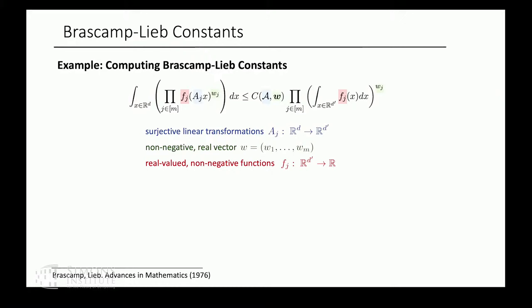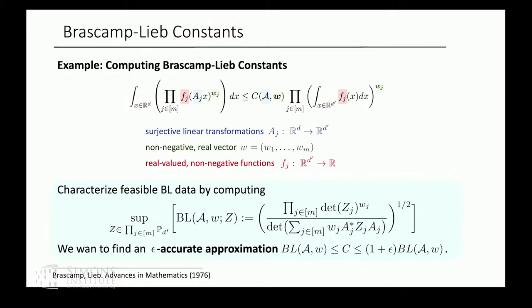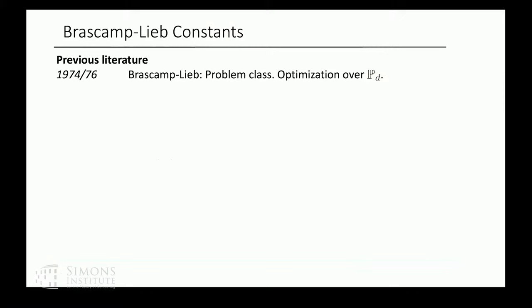So this problem of understanding whether the Brascamp-Lieb datum is feasible and what the constant might be can be written as an optimization task on the manifold of positive definite matrices that's written out here. So basically, we want to compute an absolute approximate solution to that constant. That problem has received a lot of interest over the years. Originally, it was proposed in the mid-70s in several papers by Brascamp and Lieb. They defined this problem class and also already showed that if we view this as an optimization problem, the optimizer is attained over positive definite matrices. So we can phrase it as a problem over the positive definite matrices.